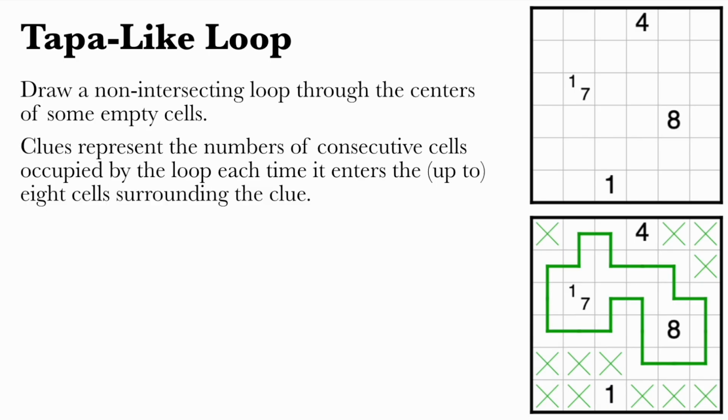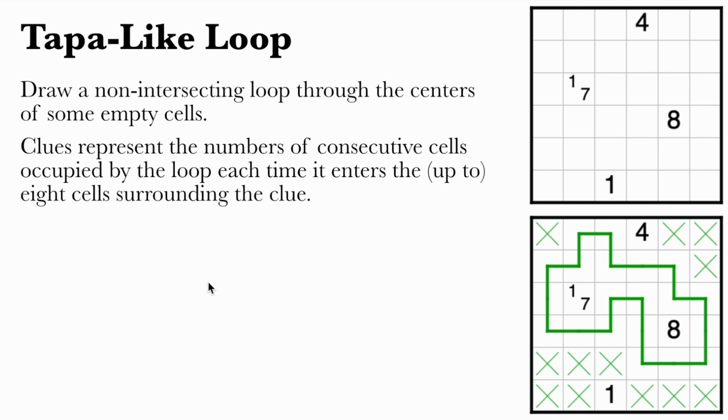Today we are going to be playing a Tapa-Like Loop, which is a bit of a hybrid, so we'll take a little bit of extra care as we take a look at the rules. In a Tapa-Like Loop, we will draw a non-intersecting loop through the centers of some empty cells. This is the same loop rule that we see in many puzzles. We're going to be drawing this line horizontally and vertically only, and we don't have to be using every cell in the grid.